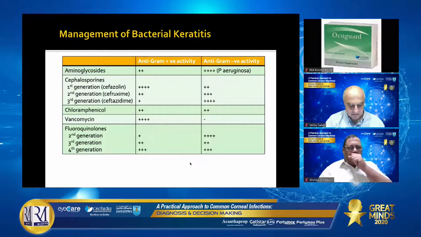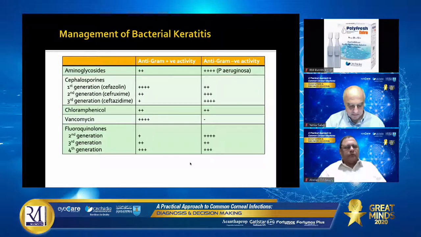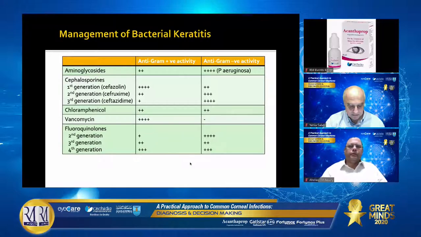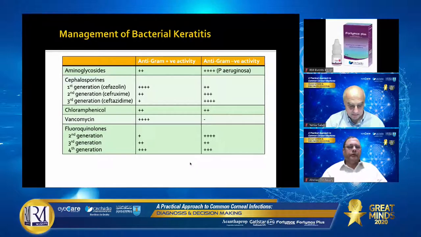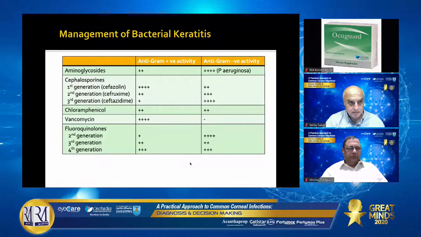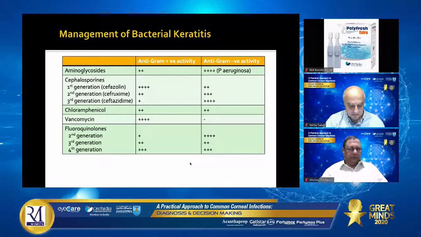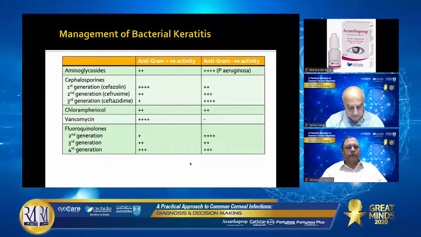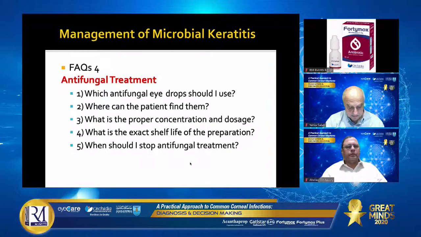Also, any physician should know the spectrum of the drugs he or she is using. Aminoglycosides are more effective against gram-negative bacteria. Cephalosporins, the first generation, are most potent against the gram-positive, while the third generation are more active and potent against gram-negative. The fluoroquinolones, the fourth generation, are equally active against both gram-negative and gram-positive.